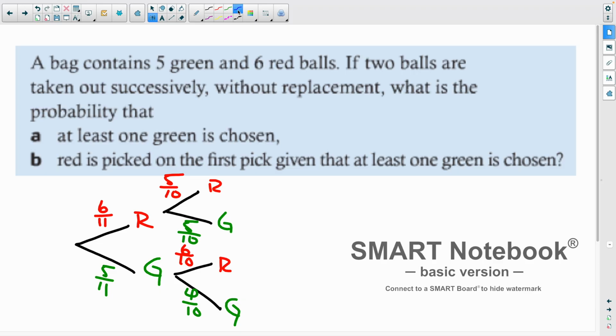Yeah, I picked 2, and I want at least 1 green. Oh, only from picking 2. Mhm.